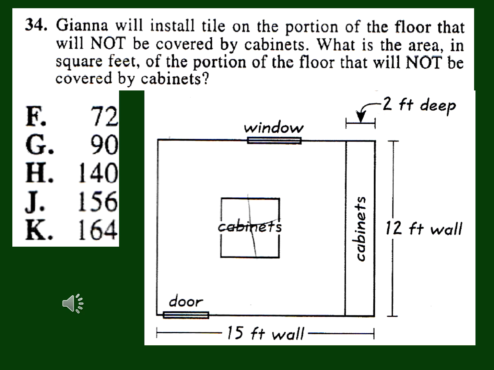So number 34 also goes with the picture and introduction we had earlier. It says Gianna will install tile on the portion of the floor that will not be covered by cabinets. What is the area in square feet of the portion of the floor that will not be covered by cabinets? And it might be 72, 90, 140, 156, or 164 square feet.